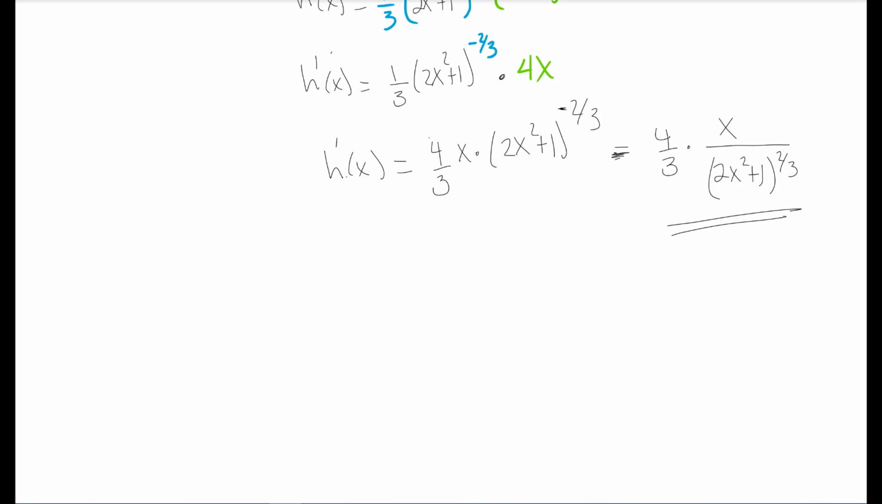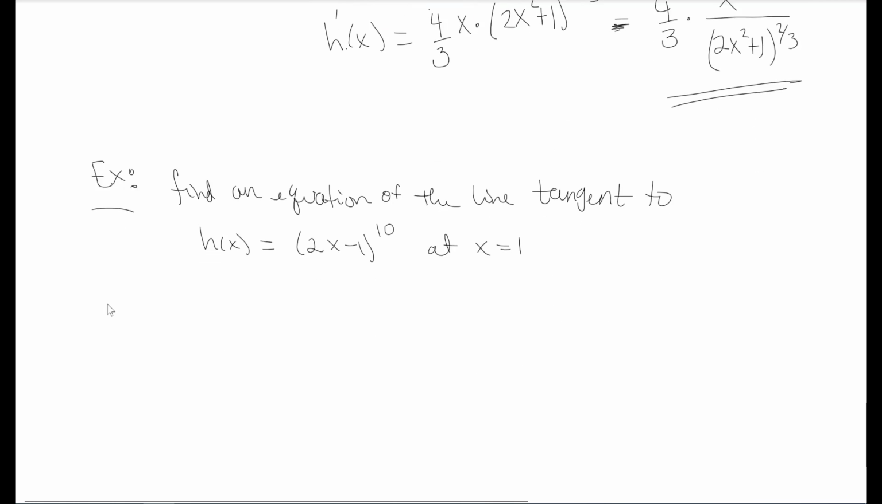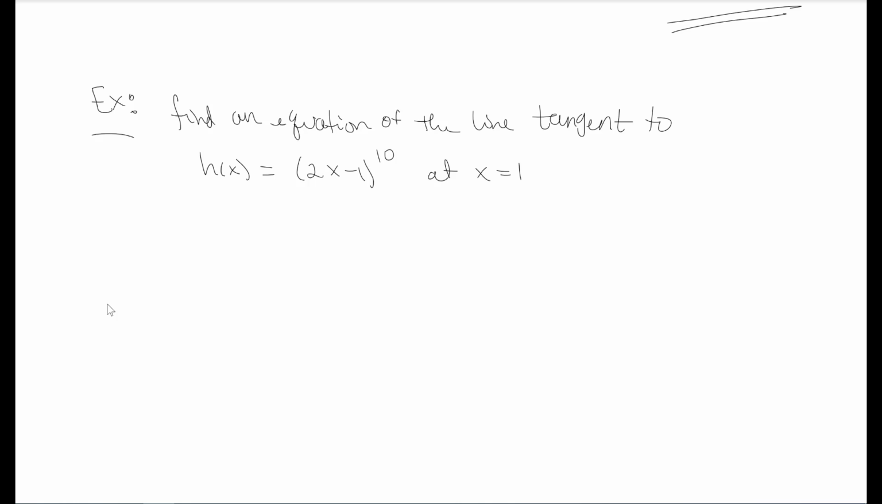All right, let's try another example. Let's find the equation of a tangent line. So find an equation of the line tangent to, let's say, h of x equals 2x minus 1 to the 10th at x equals 1. So finding the equation of a line. So the goal here is to find the equation of a line. So we want to be able to do y minus y1 equals m times x minus x1.